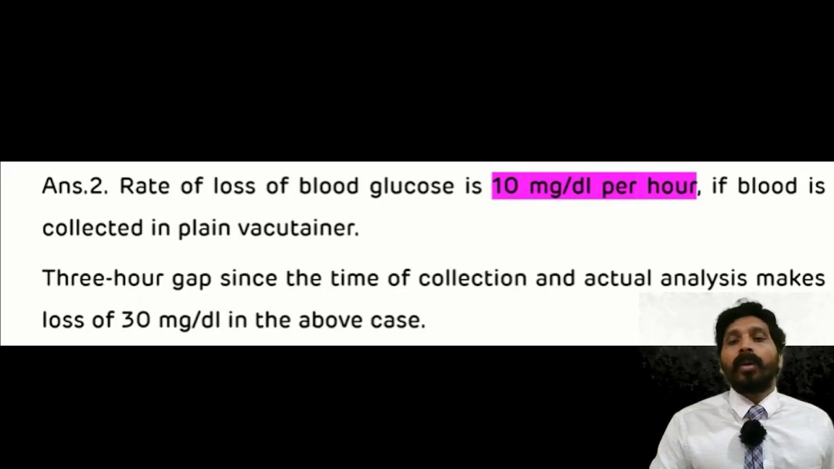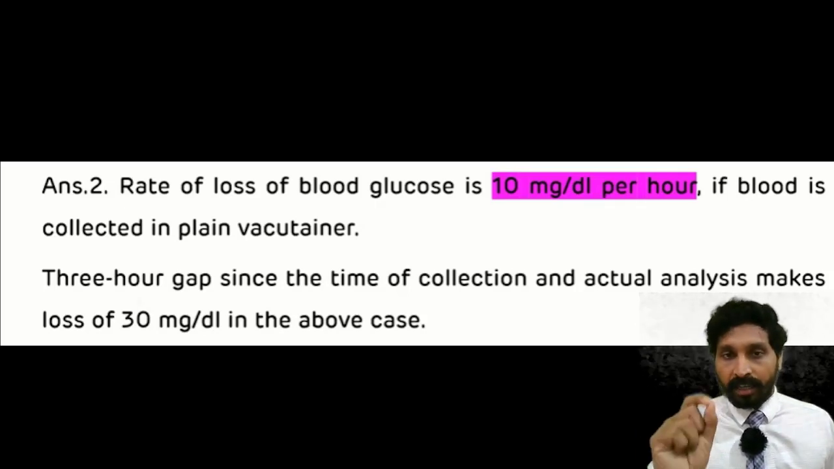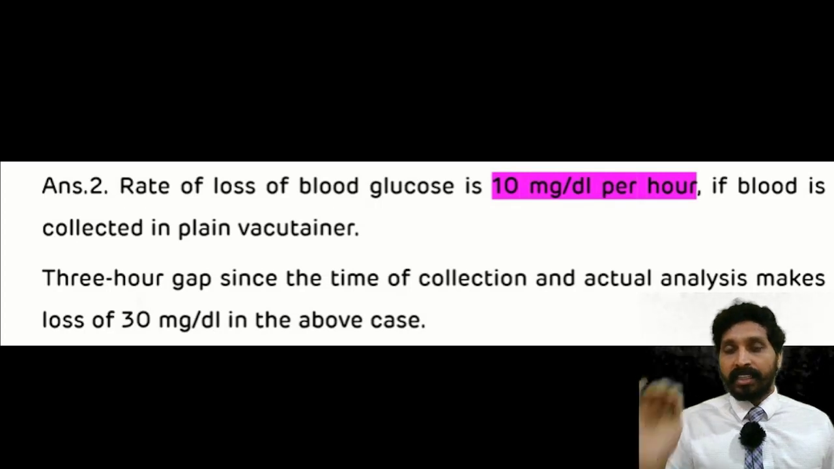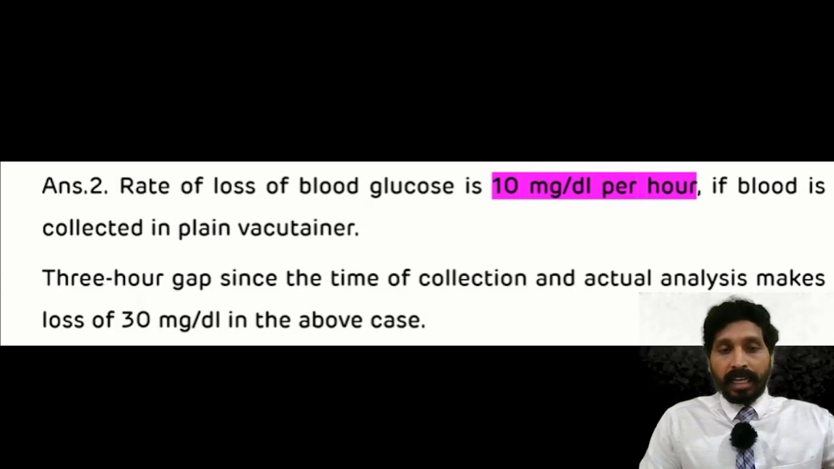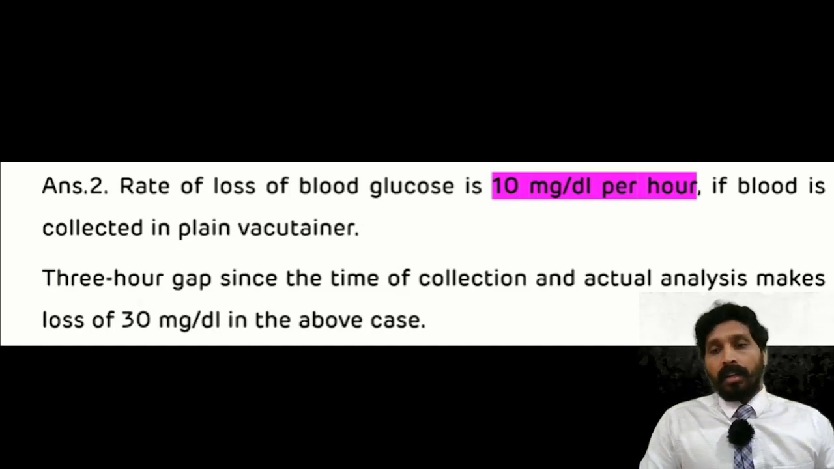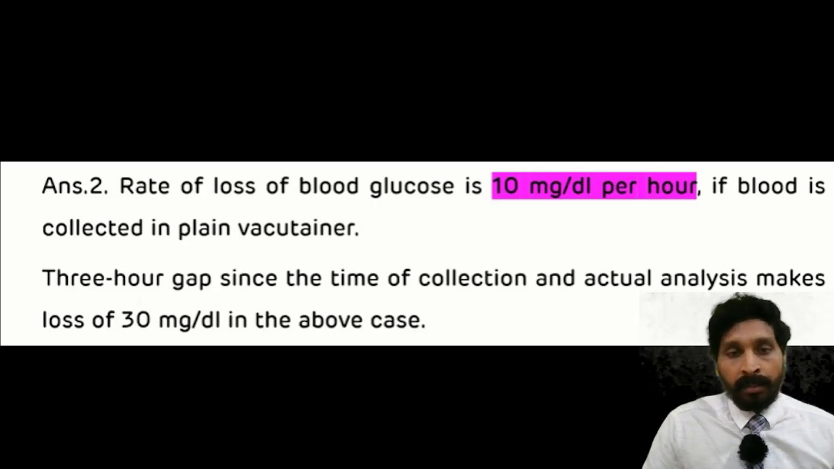So the main thing to explain here is that the rate of loss of blood glucose is 10 milligrams per deciliter if you collected the blood in a plain vacuum container, and it has to be multiplied with the hours. If 3 hours, 3 into 10, so 30 milligrams per deciliter of glucose will be consumed by spontaneous glycolysis if you have collected the blood in a plain vacuum container.